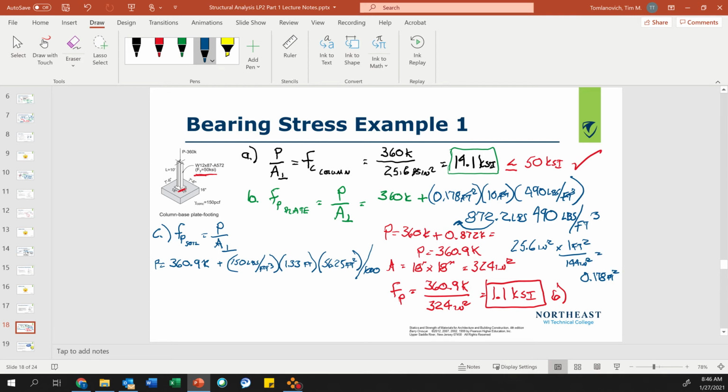So I'm going to add 11.2 kips to the total weight that's seen on that soil. So P equals 360.9 kips plus 11.2 kips, and that equals 372.1 kips.